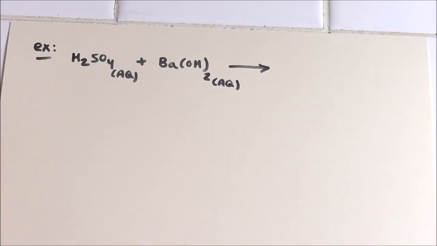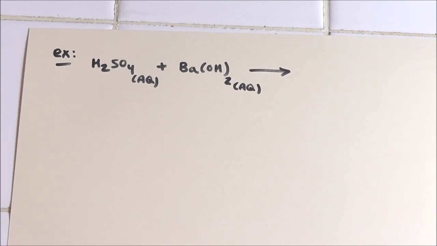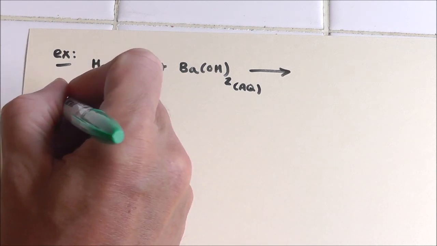All right, still got sulfuric acid again. So let's go ahead and break that up. Here's the molecular form. Let's break that up into the ionic. And then we got a new base called barium hydroxide.